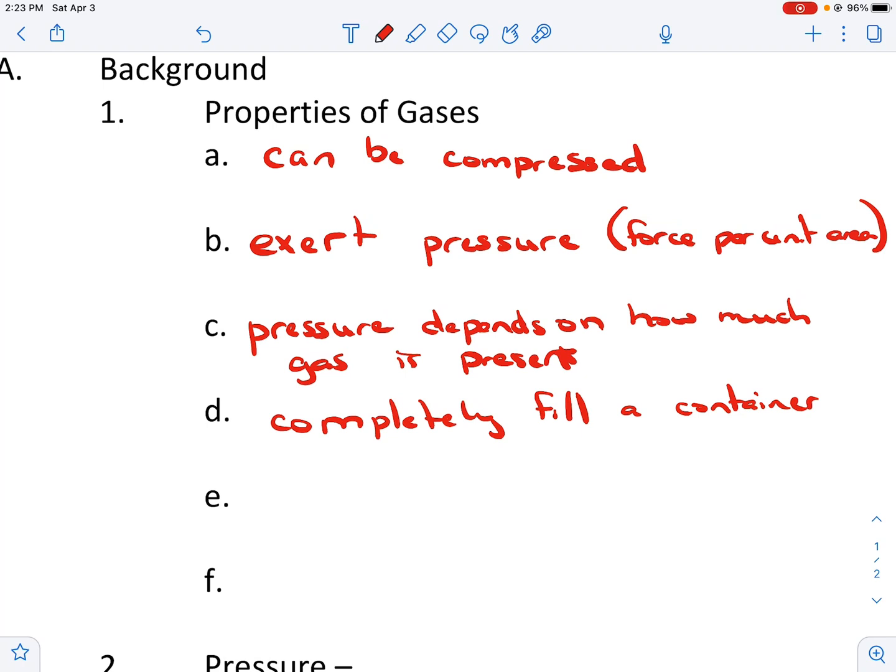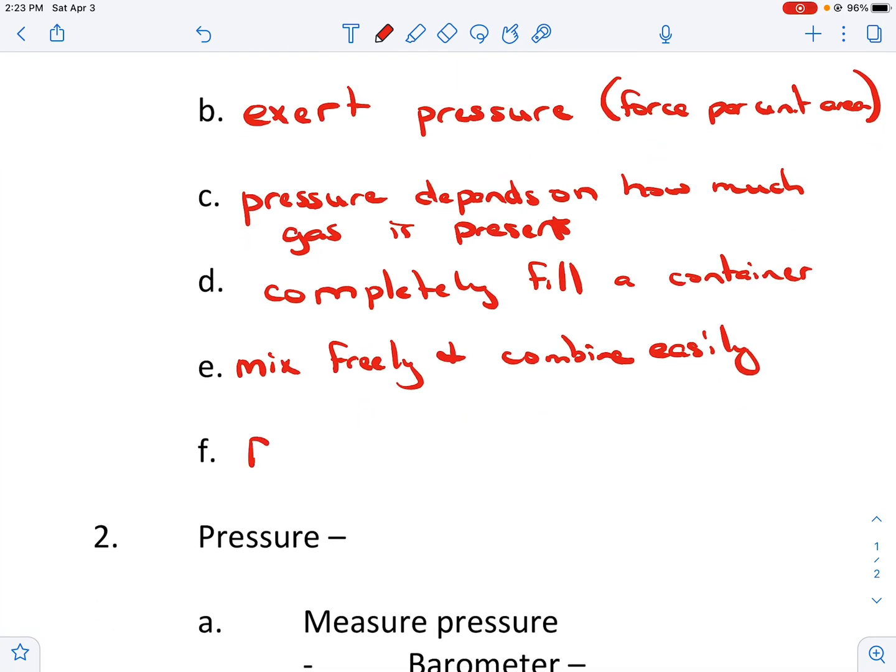All right. Gases also mix freely and combine easily. Just like as it fills the room, it's going to mix with other gases, right? And you won't just have the oxygen all hanging out in one corner and the helium hanging out in the other corner. They're all going to mix together. And then the last one is that as the pressure rises, the temperature goes up. That's actually one of our gas laws, but we'll discuss that a little bit later, probably next week.